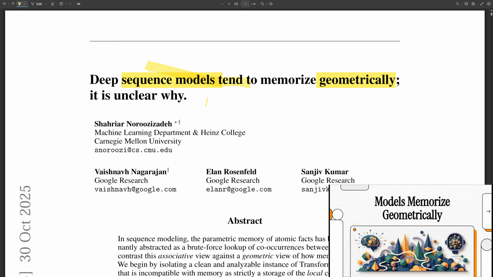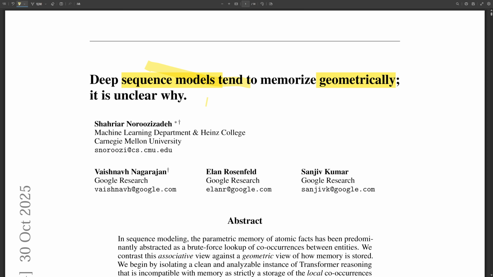Welcome to the debate. Today, we are diving deep into one of the really intellectually compelling puzzles, I think, at the frontier of deep learning theory. And that's the fundamental nature of parametric memory in deep sequence models. Right. We're focusing specifically on how models like, say, transformers store and retrieve these atomic facts about the world.